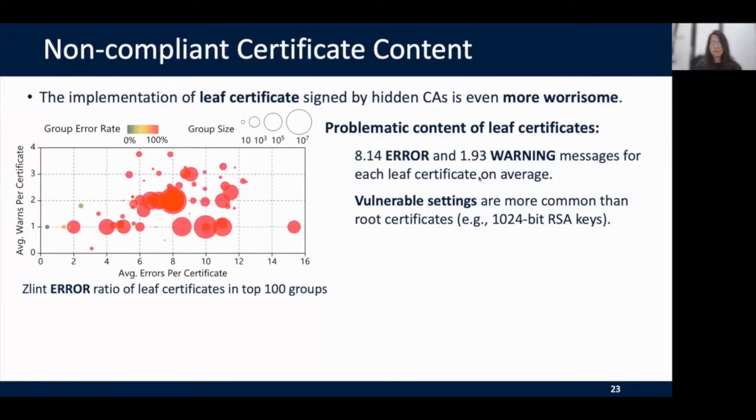We further checked the content of leaf certs issued by hidden roots, and found the results are even more terrible. On average, the lint reports over 8 errors on each leaf cert. 85 of the top 100 hidden CA groups sent every one of their leaf certs with implementation errors. The performance is significantly worrisome compared with publicly trusted ones.